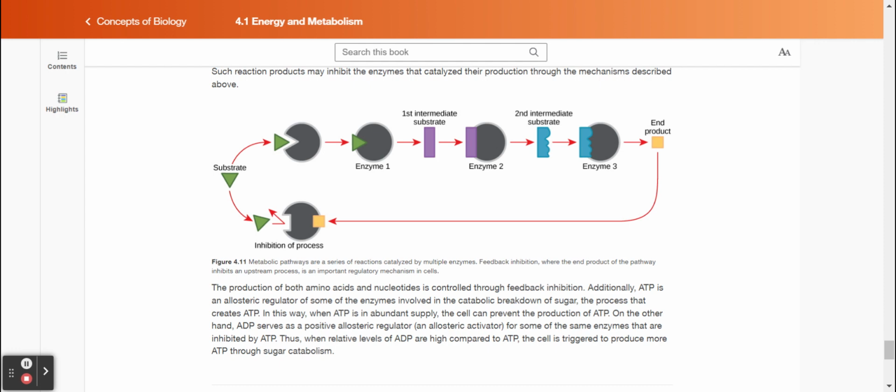On the other hand, ADP serves as a positive allosteric regulator, an allosteric activator, for some of the same enzymes that are inhibited by ATP. Thus, when relative levels of ADP are compared to ATP, the cell is triggered to produce more ATP through sugar catabolism.